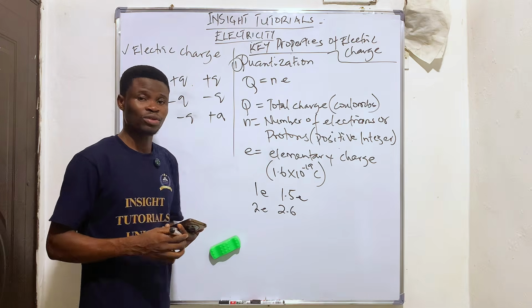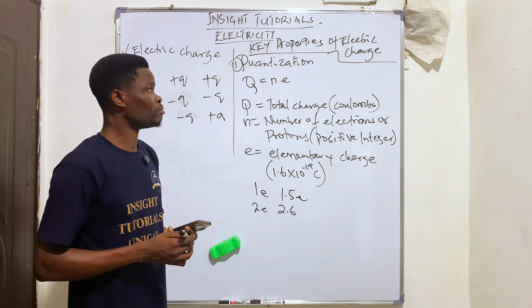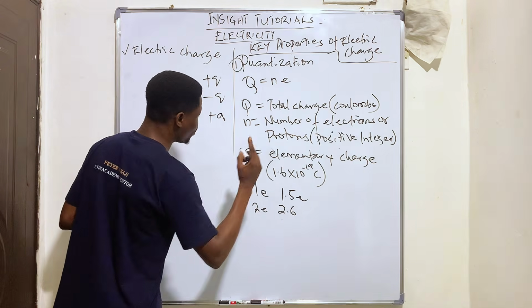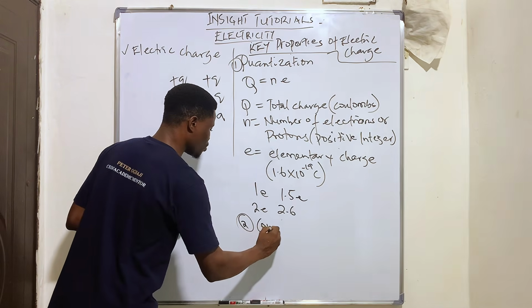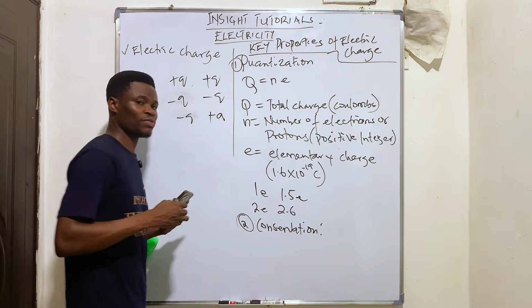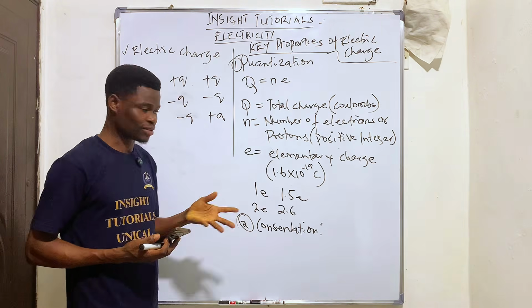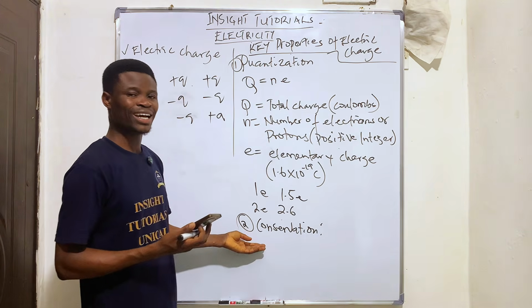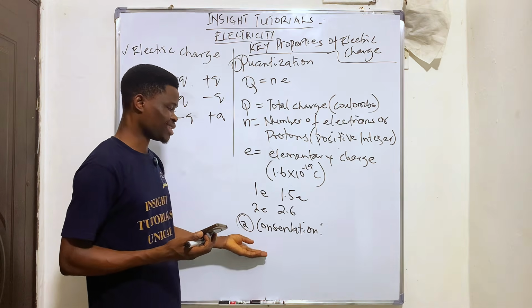Now let us look at the next property of electric charge. The second property is conservation. Conservation states that electric charge can neither be created nor destroyed, but can be transferred from one point to another, just like energy cannot be created nor destroyed. It's in that same manner.